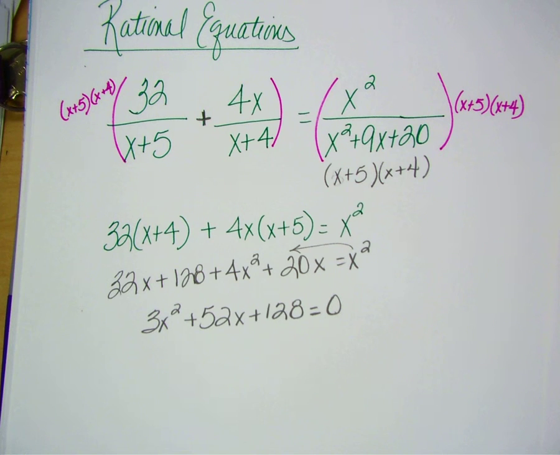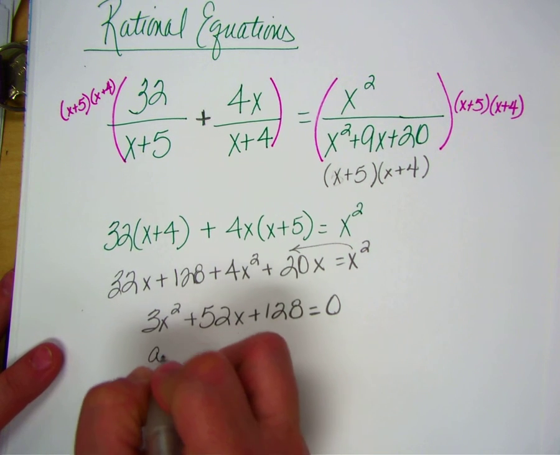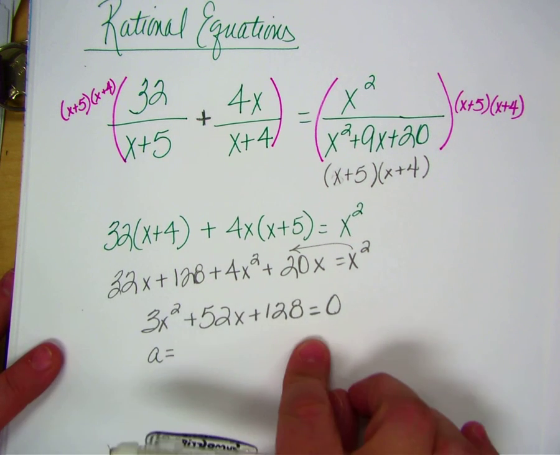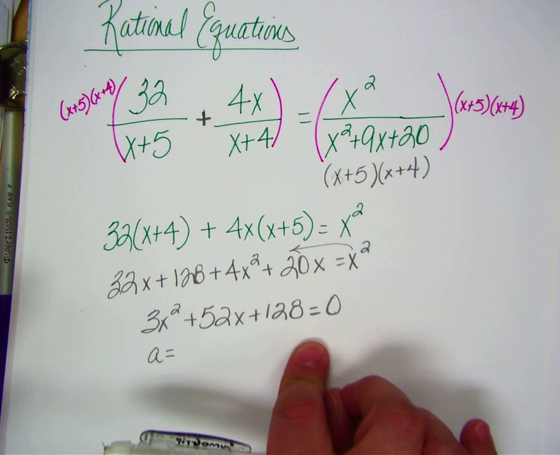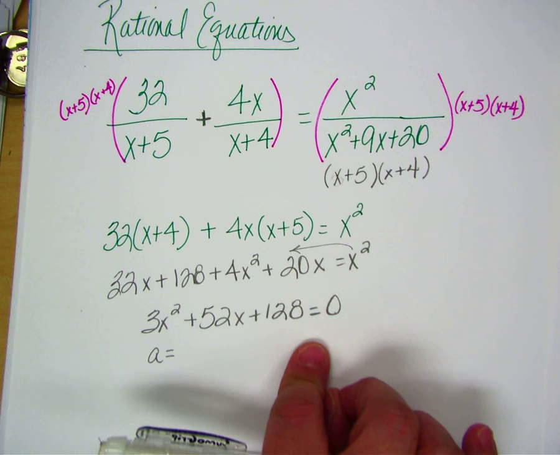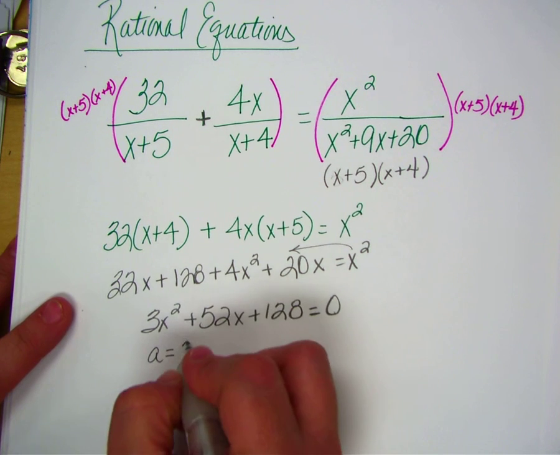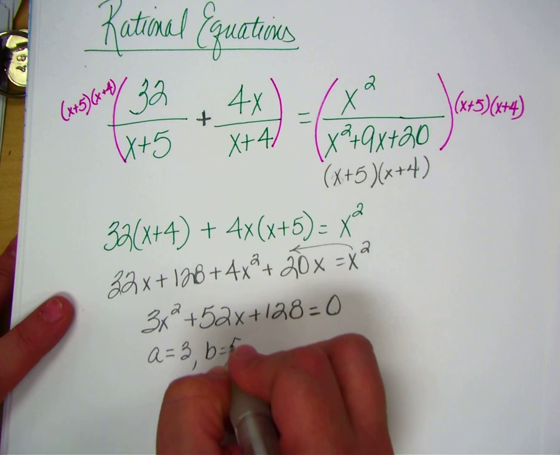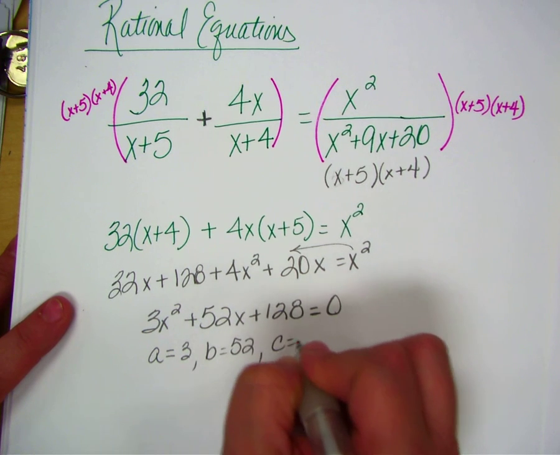You can try to factor. I don't know if it'll factor or not, so I'm not even going to bother. I'm going to use the quadratic formula. A lot of you got it down to a quadratic and stopped. When you're solving an equation, when you get to the bottom, you'll know what x is. Otherwise, you've not solved it. So A is 3, B is 52, and C is 128.